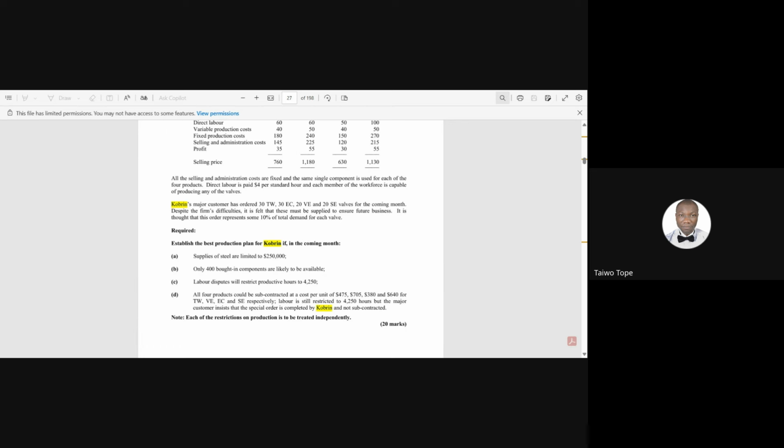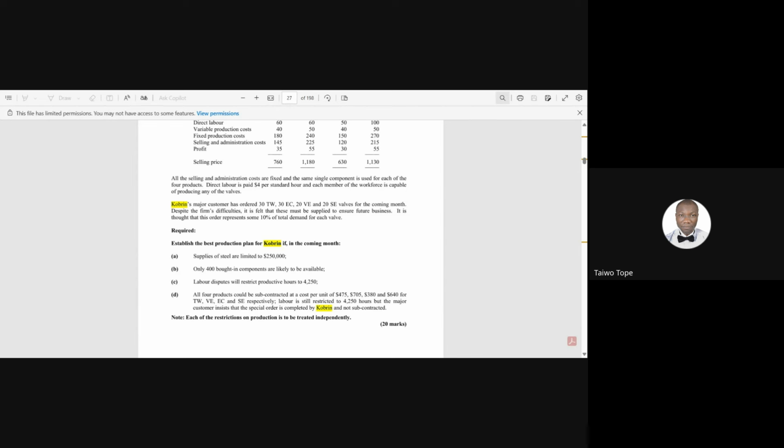Required: establish the best production plan for Cobrin if in the coming months supply of steel is limited to $250,000. Now, what is the limitation here? It is the money. $250,000 is what you have to spend on steel. So irrespective of the demand you have, you cannot spend above 250,000. And you must first consider the production of the special customer's order. Then you now prioritize.